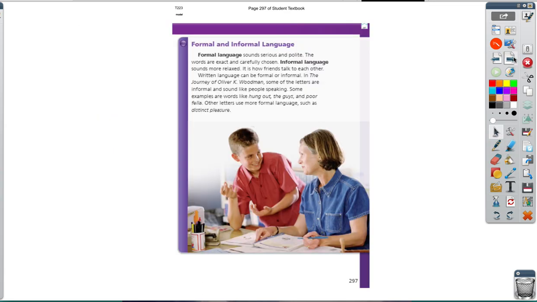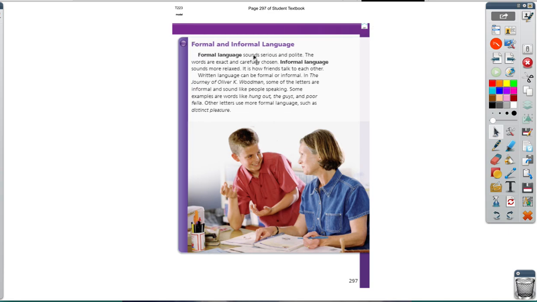All right, welcome back, guys. We're going to take a look at how authors use formal and informal languages depending on which character is doing the speaking, or in this text case, the writing of letters, to give the characters more personality. So let's follow along in your remote learning packets.